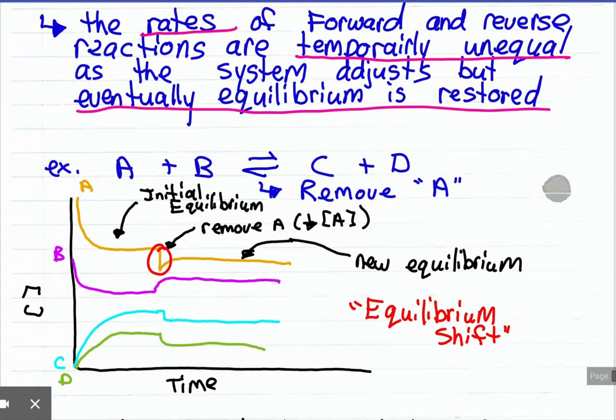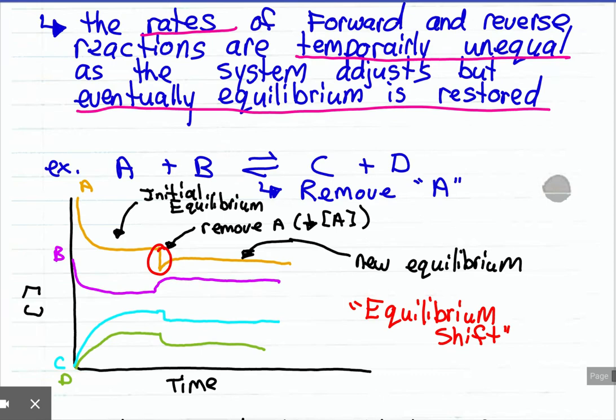Now, if you start with your reactants, A and B, their concentrations are both going to come down, and eventually they hit the plateau, just like we've seen before in our introduction to equilibrium. B does the same thing. Concentration goes down and eventually it plateaus when equilibrium is met. C and D, their concentrations rise and then plateau.